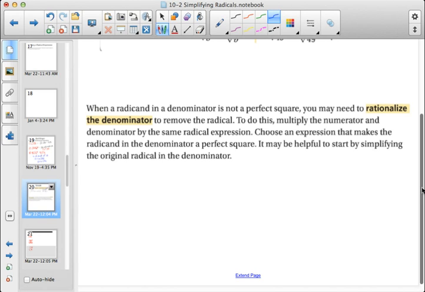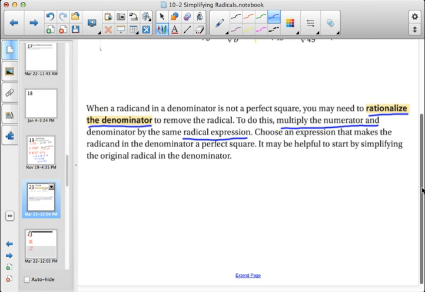You may need to do what's called rationalizing the denominator. If you remember back to our rules, one of the rules when we simplify expressions like this is that we must not contain any radical symbols in the denominator of a fraction. So to do this, we're going to multiply the numerator and denominator by the same radical expression.